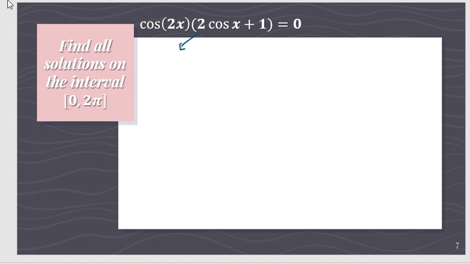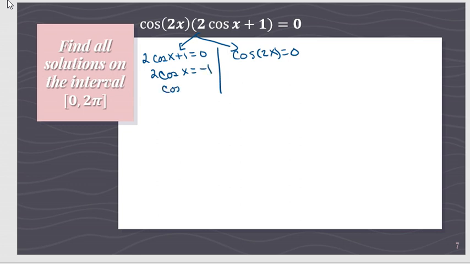I want to do this one first because it doesn't take up much room. So I'm going to have 2 cosine x plus 1 equals 0. And on this one, I'm going to have cosine of 2x equals 0. All right? So if I'm doing this one, I have to subtract 1, and I get 2 cosine x equals -1, divide by 2. So cosine x equals -1/2.